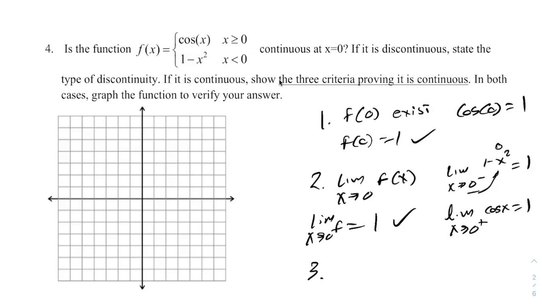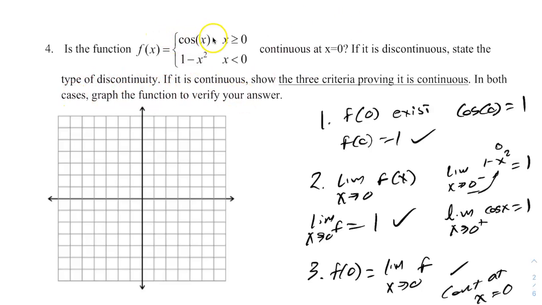And 3, do they equal each other? And yes, they do. f of 0 does equal the limit as x approaches 0 of f. So it's continuous at x equals 0, not 1, sorry. 1 was with the y value. So it's continuous.